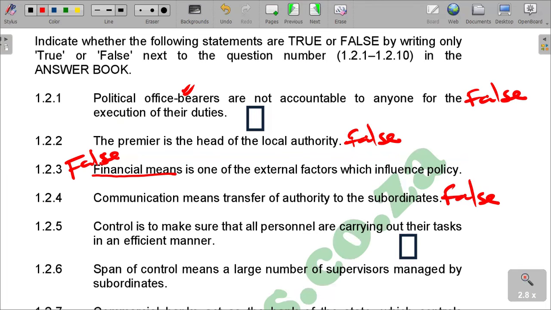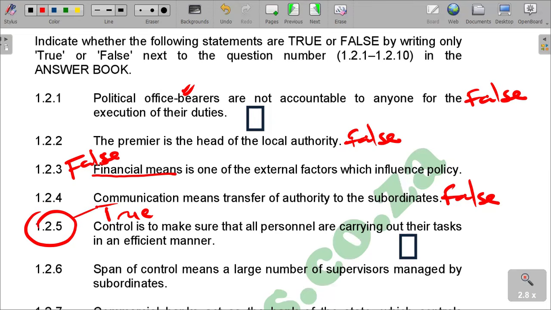Control is to make sure that all personnel are carrying out their tasks in an efficient manner. When people are controlled, we are ensuring that they are carrying on their tasks in an efficient manner, which we can agree is true. It has to ensure that all personnel are carrying out their tasks in an efficient manner.